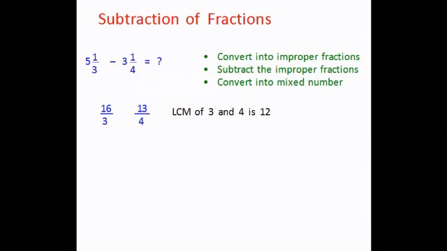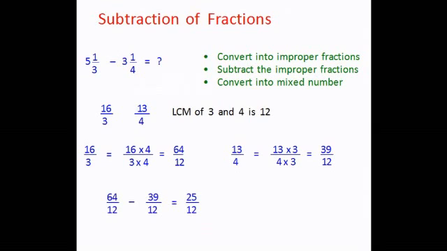Now let's find equivalent fractions for these fractions. For 16 over 3, we multiply the numerator and the denominator by 4, and the equivalent fraction is 64 over 12. For 13 over 4, we multiply the numerator and the denominator by 3. So the equivalent fraction is 39 over 12. Now these are like fractions, so it's easy to subtract. 64 minus 39, the subtraction is 25. The denominator remains the same. So the answer is 25 over 12.